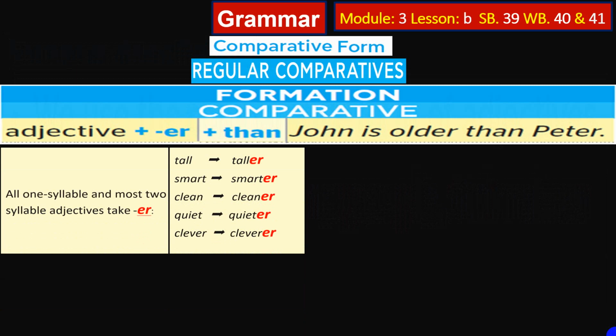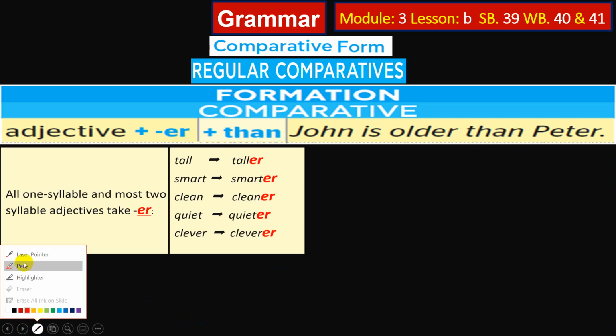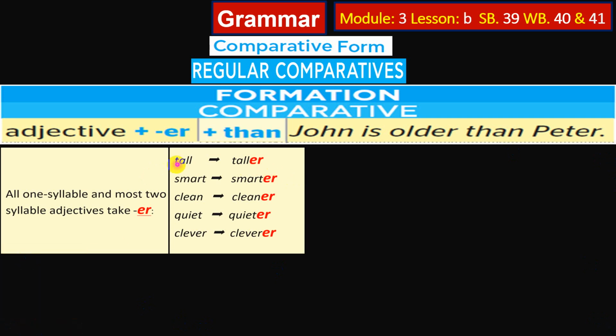All one-syllable and most two-syllable adjectives take er. Think about this one. So I have here tall, taller, small, smaller, smart, smarter, clean, cleaner, quiet, quieter, and clever, cleverer. Okay? So I add only what? Er. Have a look at this one, just to make it clear to you. So I have here the adjective. I add er to the end of the adjective.